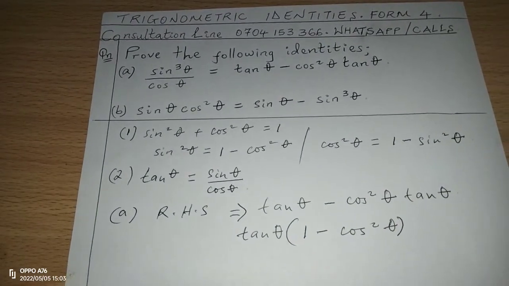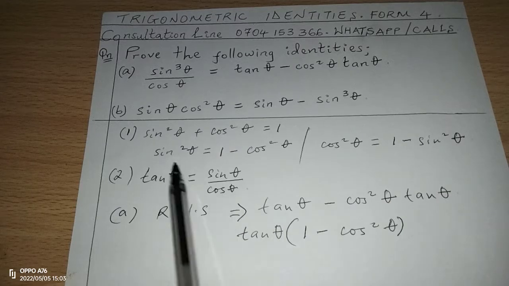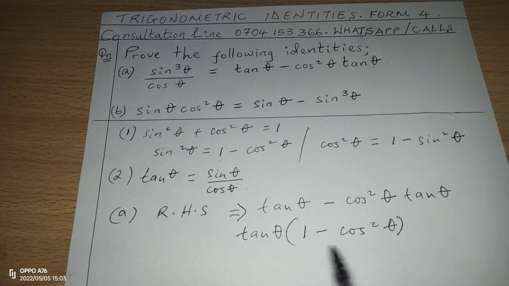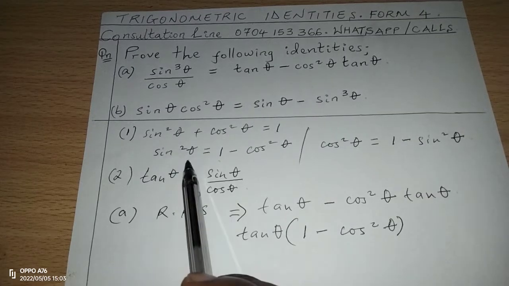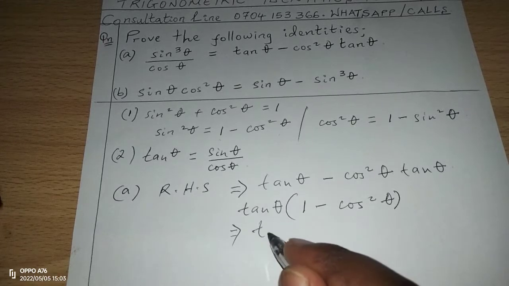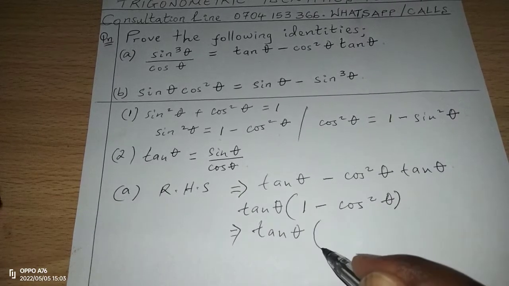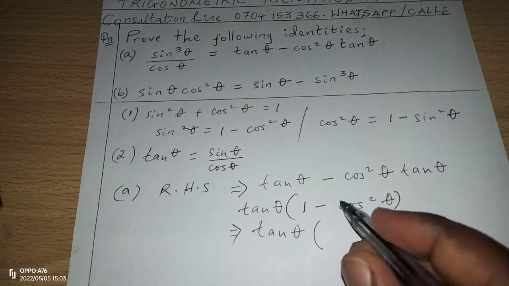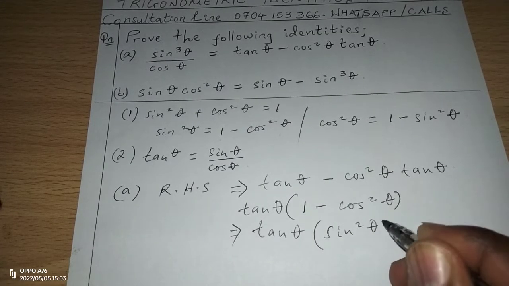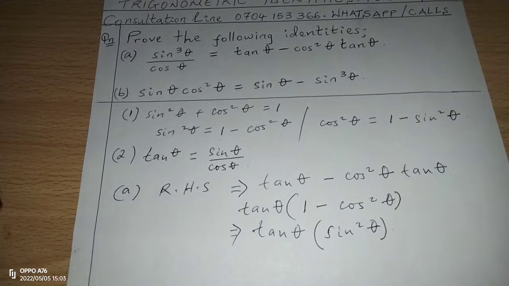This means since sine squared theta equals 1 minus the cosine squared theta, then this part can be replaced with sine squared theta. Therefore, we can say this is tan theta into sine squared theta.